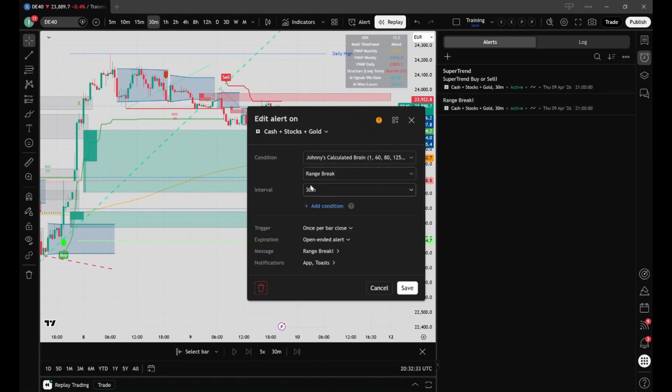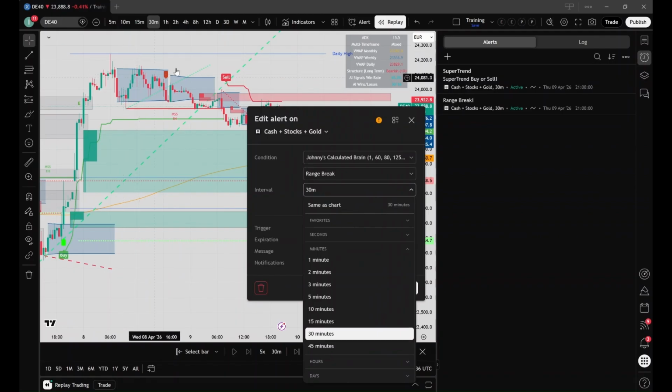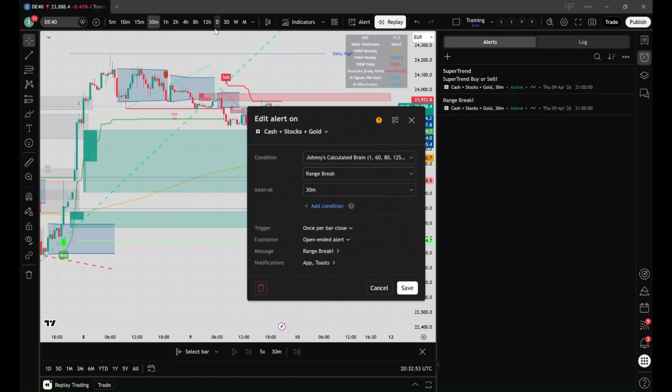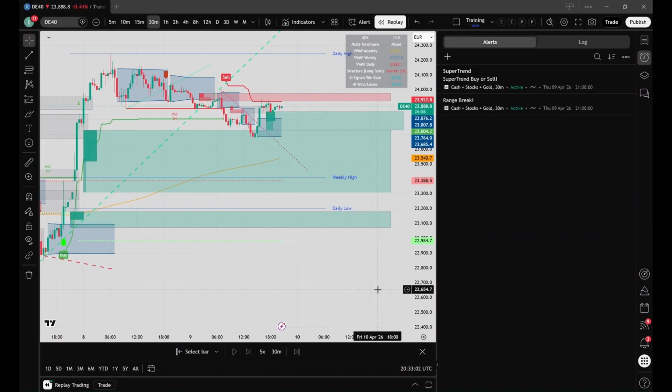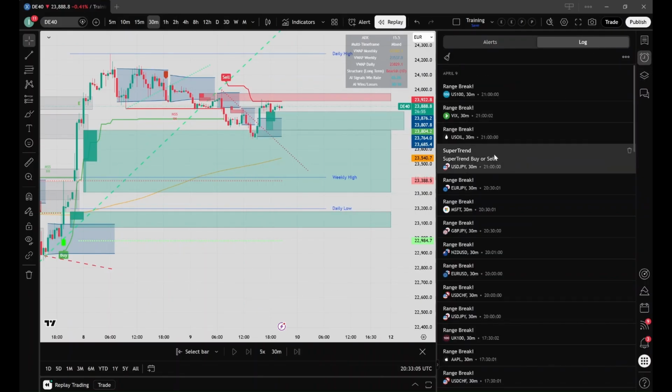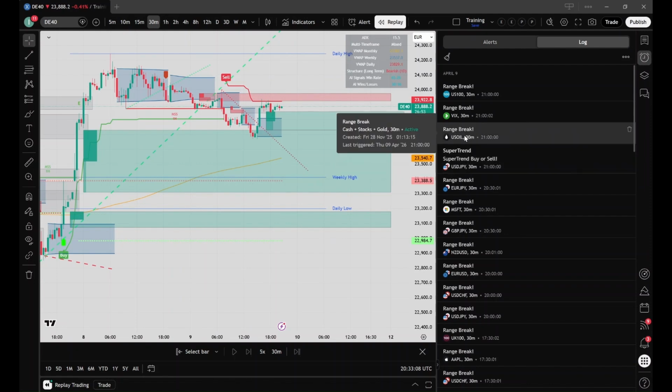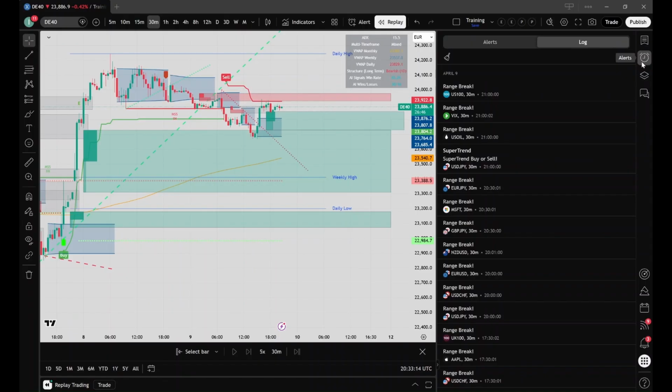For the range breaks, you can set them for the range breaks, which are the range break boxes here. This is, by the way, the decision-making framework, the range breaks, along with super trend if you want to combine it for additional confluence. The range breaks you can set to any time frame. They're optimized for any time frame. Again, once per bar close, open, end alert. You set it to whatever time frame and you save it. And then the outcome would basically be something like this: super trend buy or sell on whichever ticker, range break on whichever ticker, and that's when you know whether to look at a chart for a potential opportunity or not.